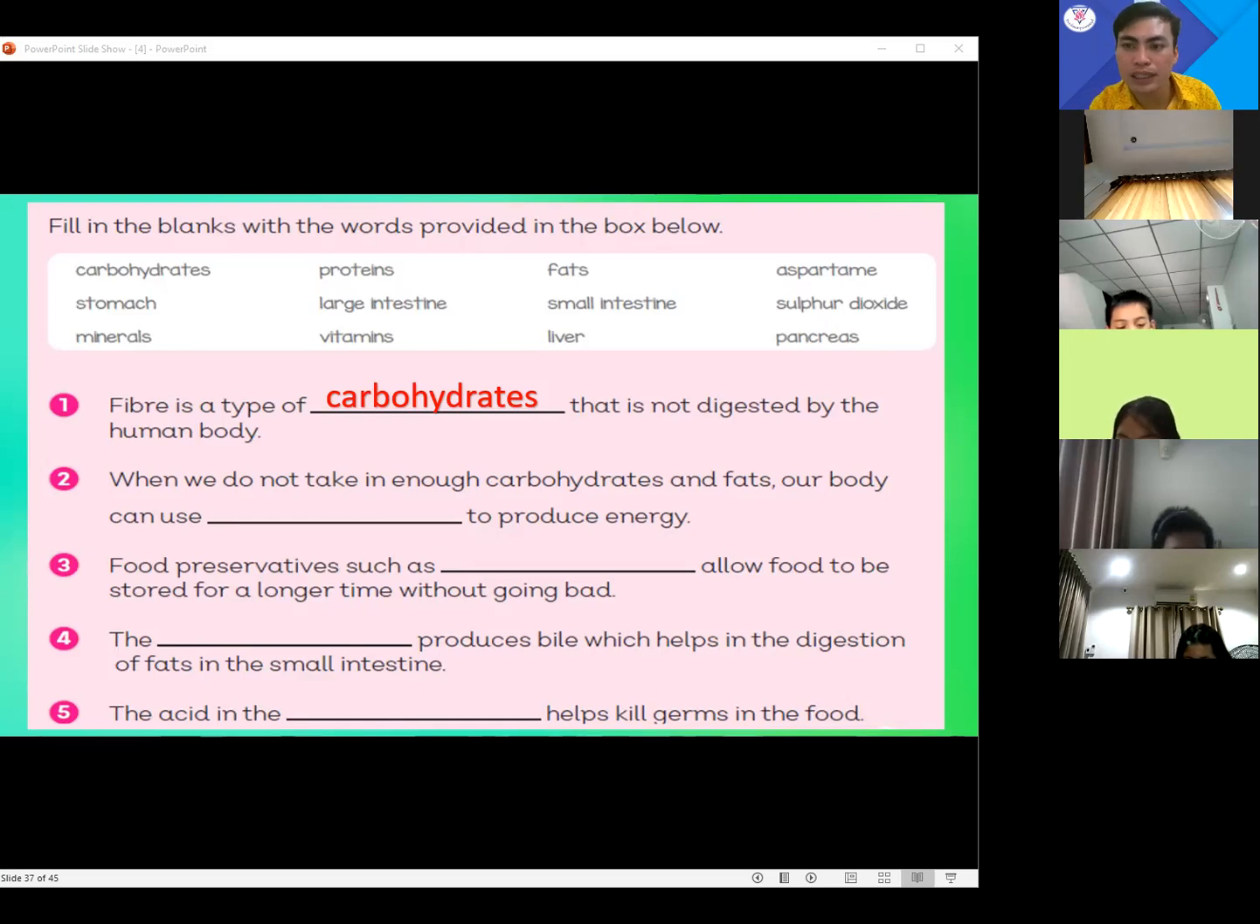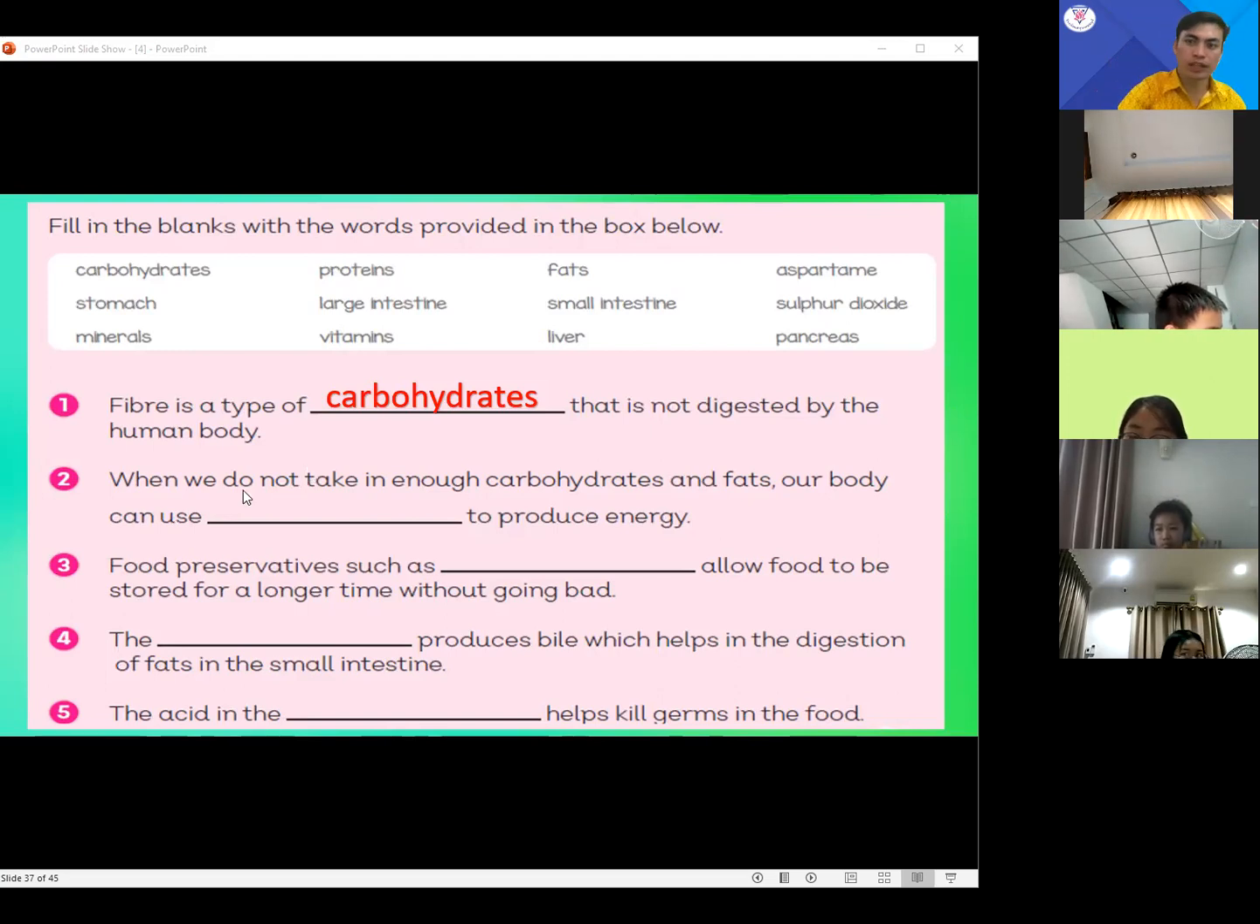What about Napichaya? What's your answer here, Napichaya? Number two: when we do not take in enough carbohydrates and fats, our body can use? Okay. Let's ask Natawat. Natawat, what is your answer for number two? Proteins. Very good, Natawat. Thank you. Our body can use proteins to produce energy.